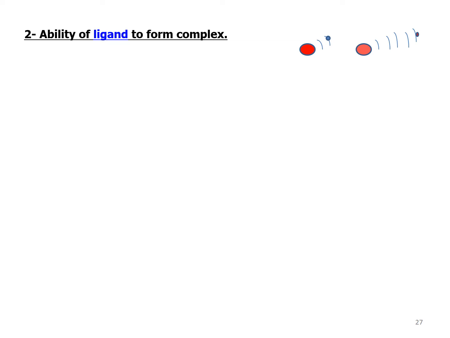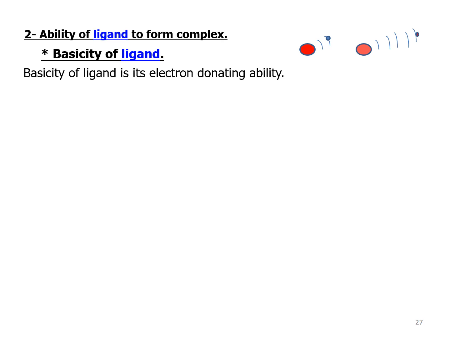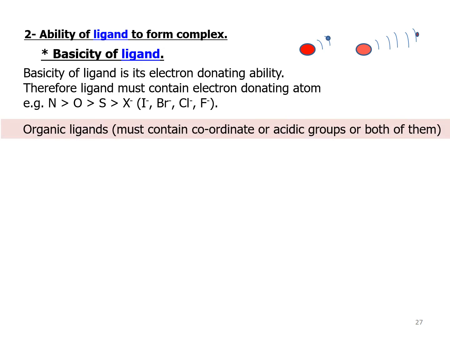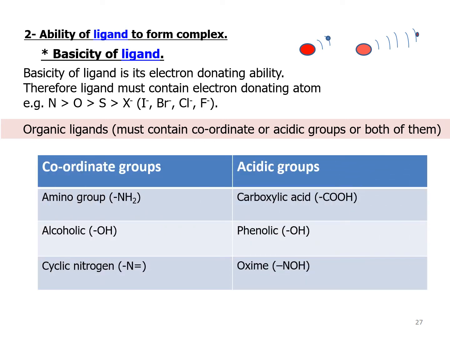The second factor affecting the ligand, well, it's the basicity of the ligand. Basicity of the ligand is its electron donating ability. Therefore, the ligand must contain electron donating atoms, which are called heteroatoms: nitrogen, oxygen, sulfur, and halides. Organic ligands must contain coordinate or acidic group, or both of them. They are classified as such in the table.